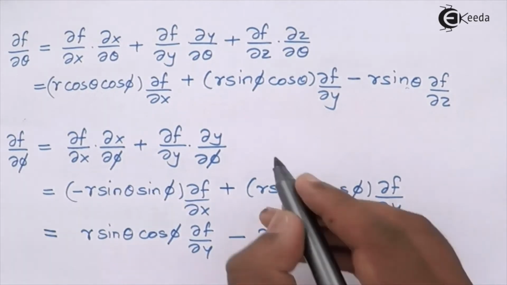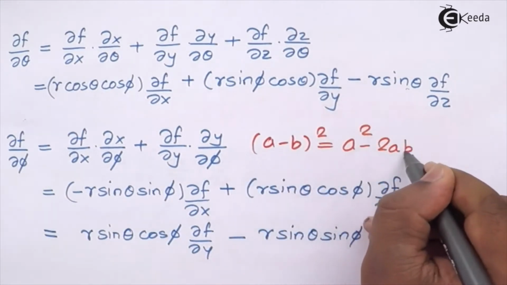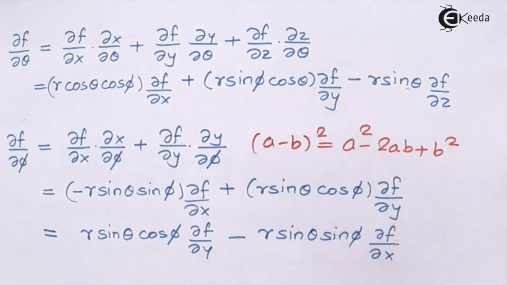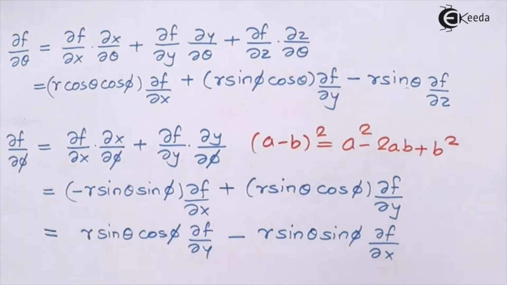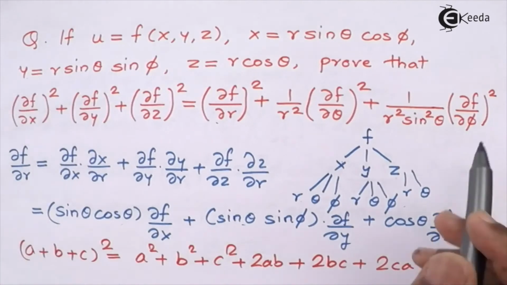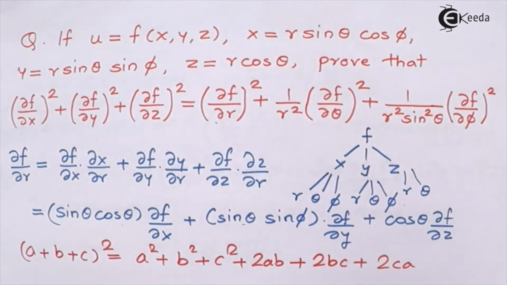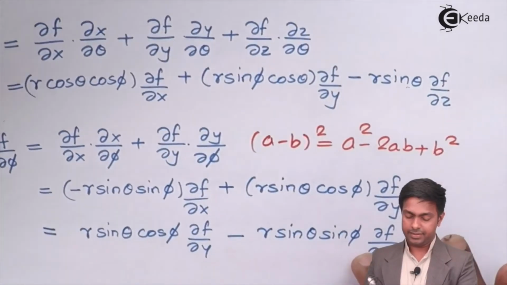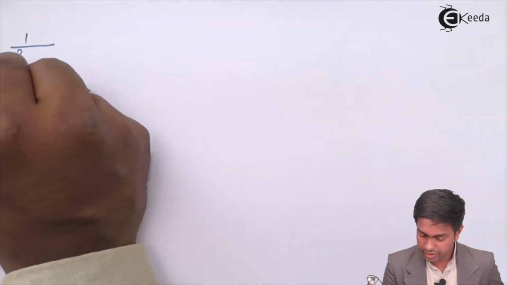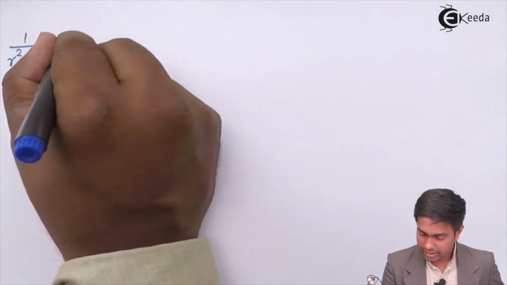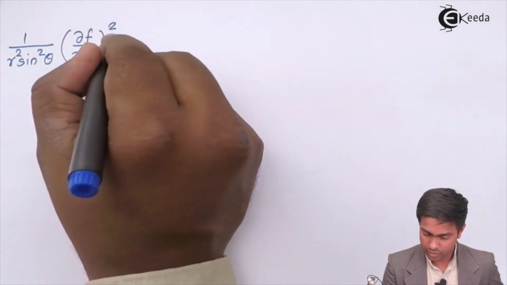So we know the formula for that. a minus b the whole square is a square minus 2ab plus b square. So guys, I am going to use this formula for the square of del f by del phi the whole square, and with that we will also multiply it with 1 upon r square into sin square theta. So let's start. So here I'll say 1 upon r square into sin square theta del f by del phi the whole square equal to.